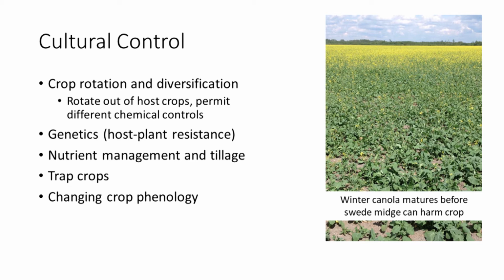It's a major pest. By growing winter canola, you're planting it in the fall just like winter wheat. It's flowering much earlier in the season. It's reaching maturity much earlier than spring sown canola, and it actually escapes or largely escapes the swede midge pressure currently. So there's certainly an advantage to winter canola compared to spring sown canola in managing swede midge damage.